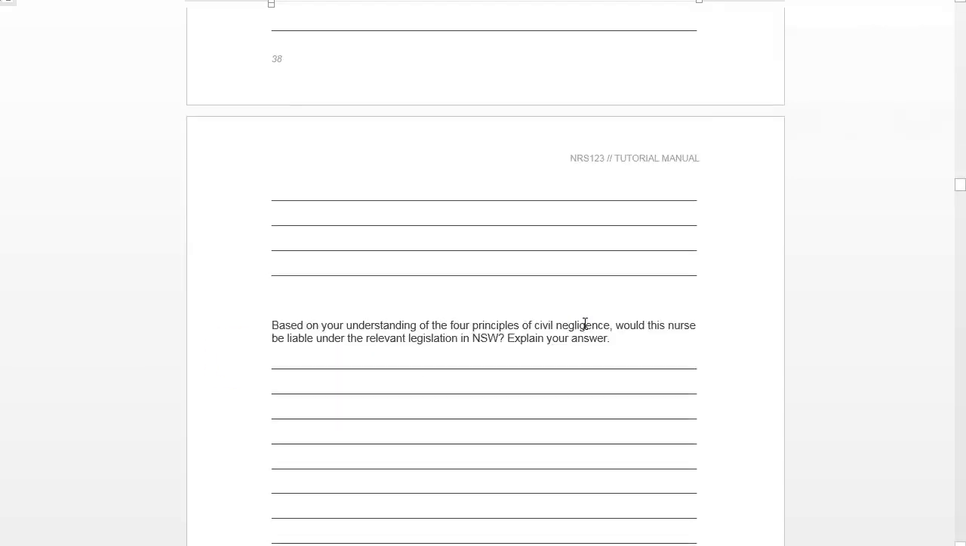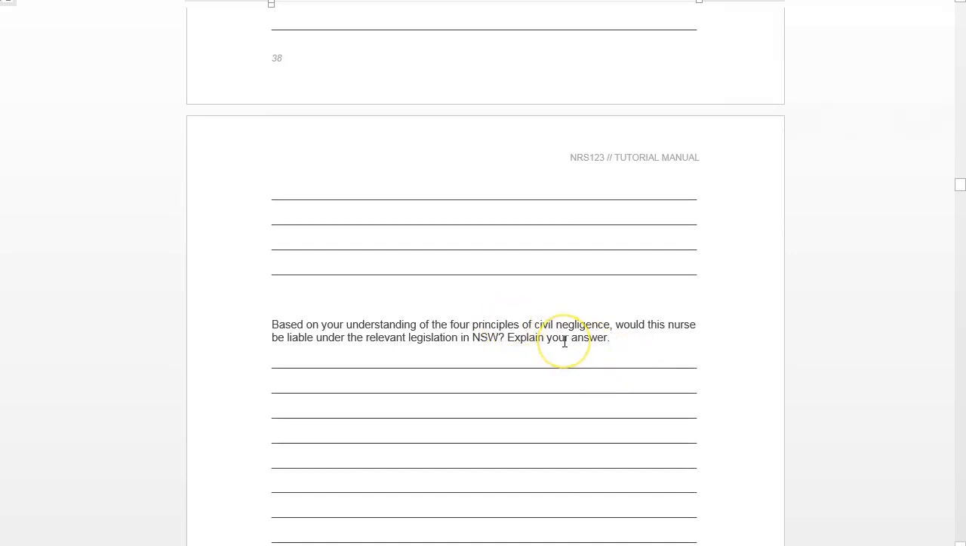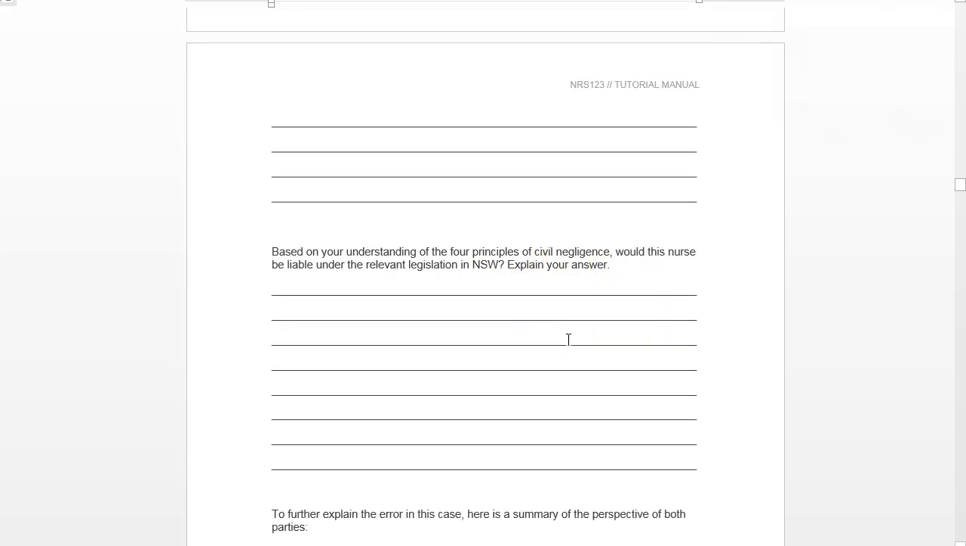Then I've asked them to look at the principles and work out which ones apply. So would he be liable? Was there harm? Was there a duty of care? Did his standard fall below that? And I've already looked at that. And then the last 2 points as well.